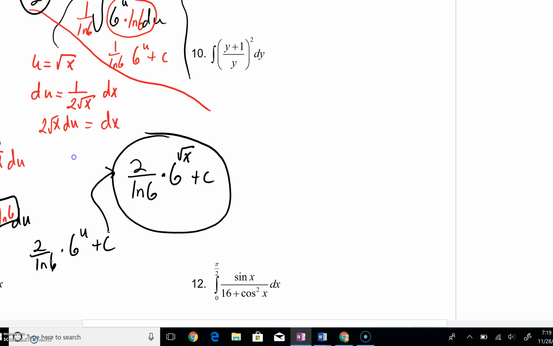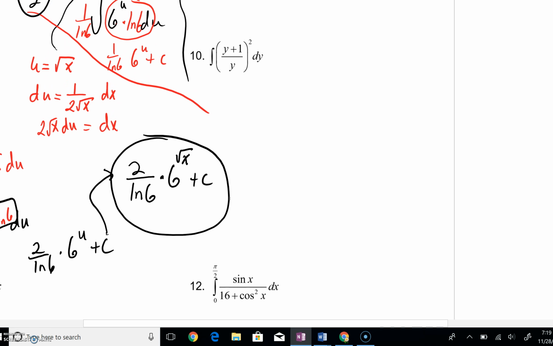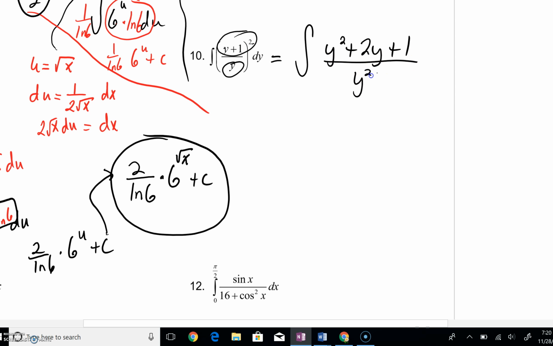We're going to do one more problem here on this video, and then we'll make a new one. But for number 10, I think it could definitely get to be a little intimidating at first glance. What you need to do is square the top and square the bottom. Now, if you square the top, you'll have y squared plus 2y plus 1. Square the bottom, you'll have a y squared. And then separate, and turn this into 3 distinct fractions.